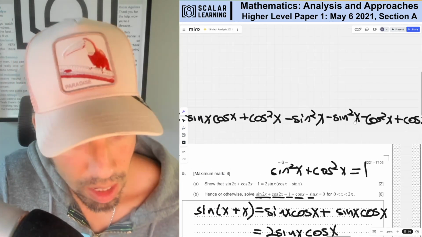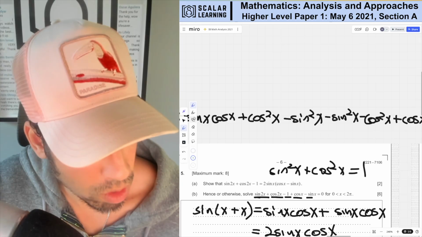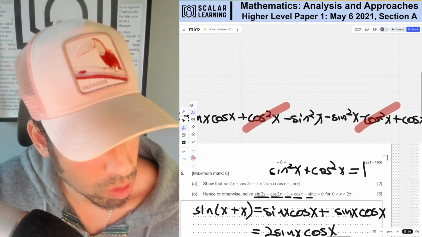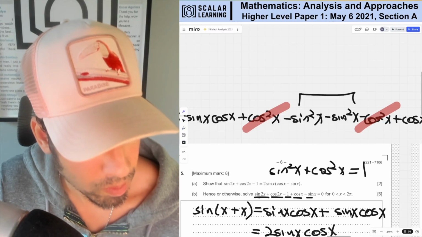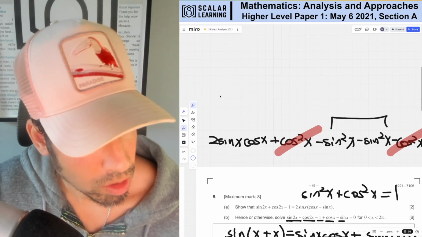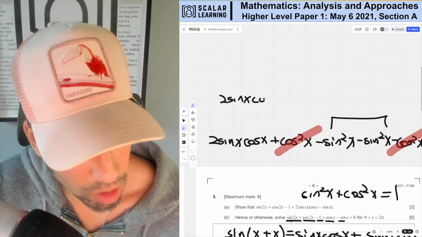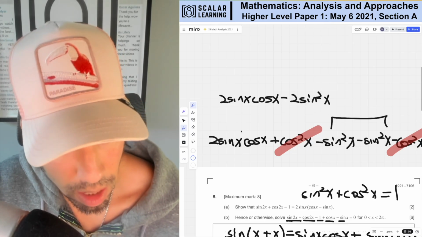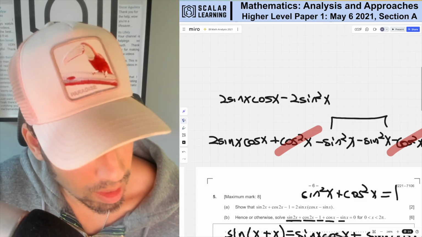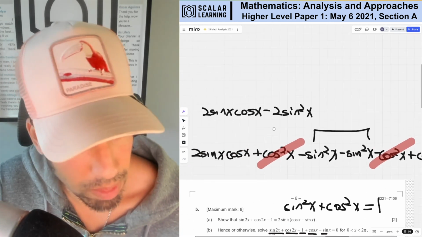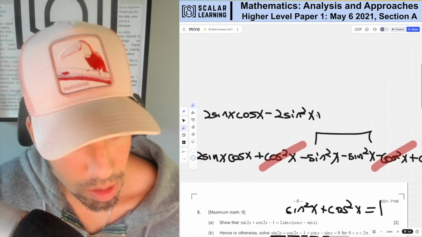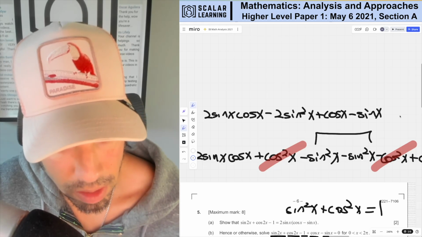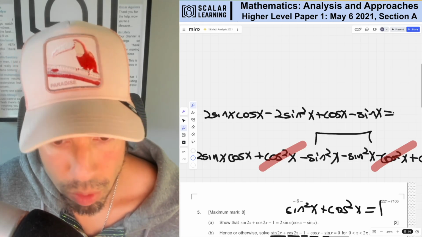So we've got this positive cosine squared x, again, boom, and those two cancel out. These two kind of can come together as a like term. So let's put this together here. So we got 2 sine of x cosine of x minus 2 sine squared x, right? Those add together. And then we also have plus cosine minus sine. So we got plus cosine of x minus sine of x is all equal to 0.